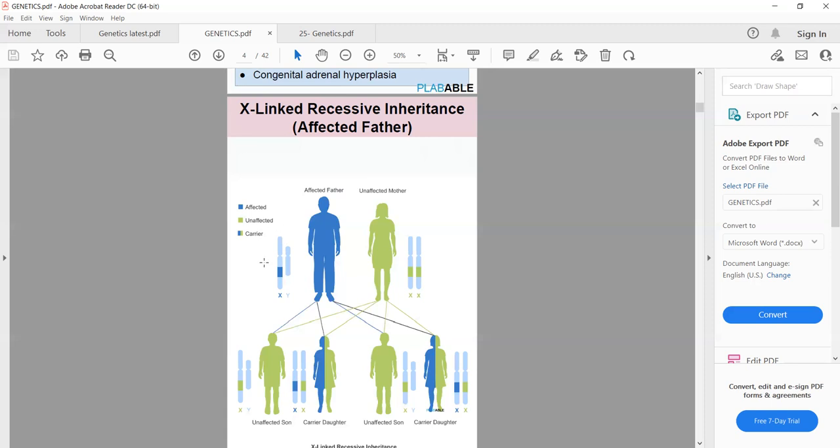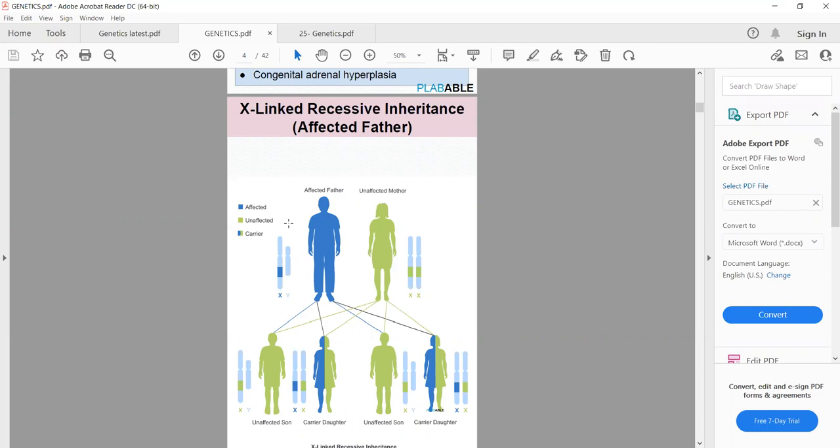Now, another point you need to remember about X-linked diseases, that X-linked disease can never be inherited from father to their son. X-linked diseases cannot be passed from fathers to their sons, because the sons get a Y chromosome from the father. So that's why X-linked disorders can never be passed from father to the sons.